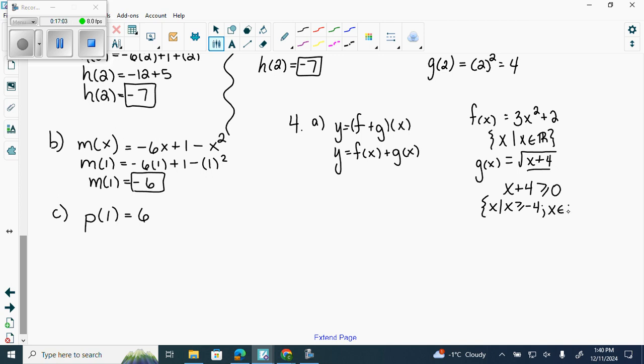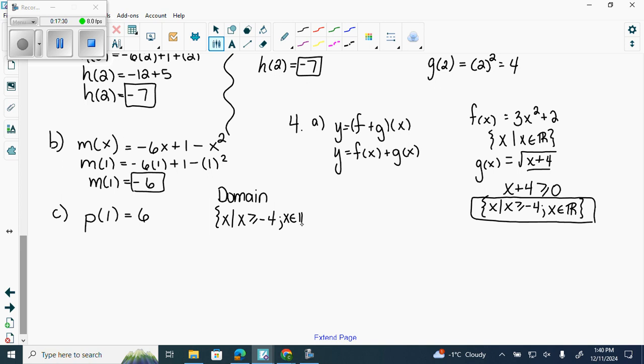So where is the most restricted domain in these two domains? X is greater than or equal to negative 4. This is the only place where they are both going to exist. We agree? So the domain of this combined function, without even doing the question, is x such that x is greater than or equal to negative 4, x is an element of the reals.